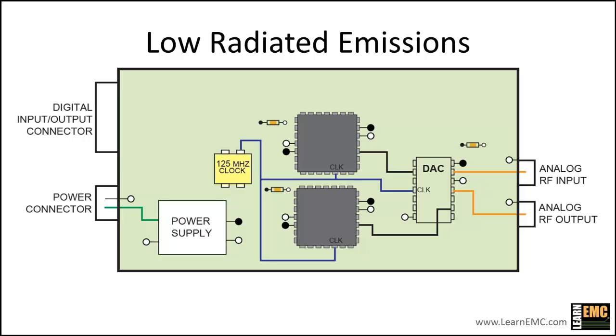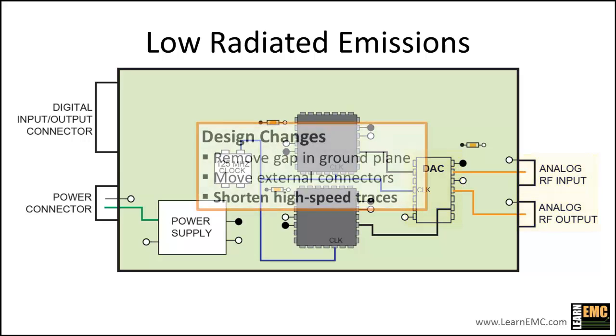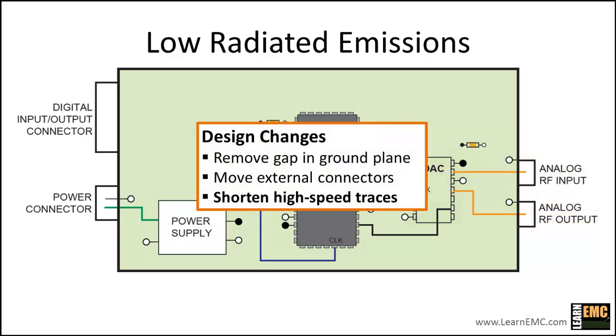The 125 MHz clock current is certainly a high-frequency signal. Notice that the clock traces, shown in blue, are longer than necessary. In the new design, we'll move the clock and other components to keep the clock traces short. We also want to shorten traces carrying the digital signals where possible. The analog RF signal traces, shown in orange, also carry high-frequency signals, and we'll shorten those in the new layout by moving the DAC closer to the analog RF connectors. So in our new layout, we're going to try to shorten all the high-speed traces on the board.